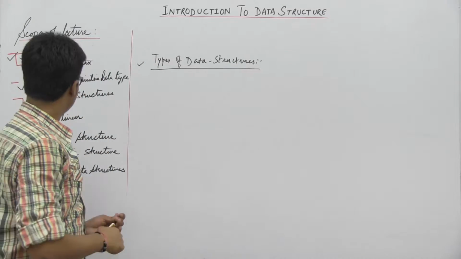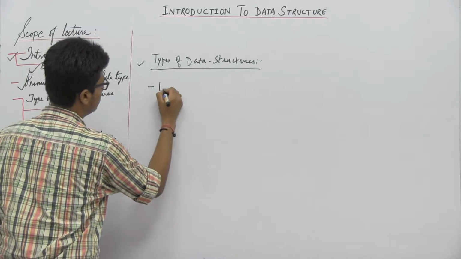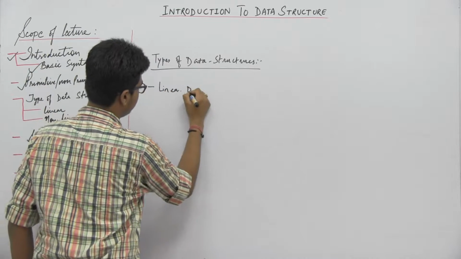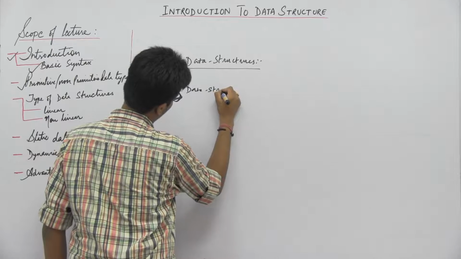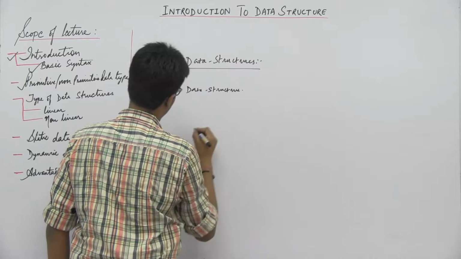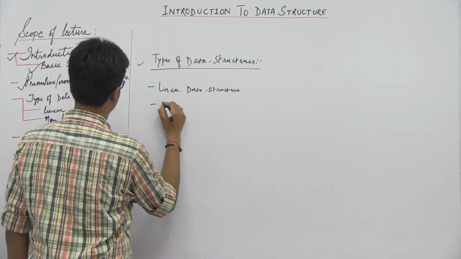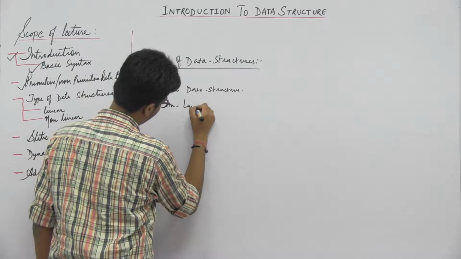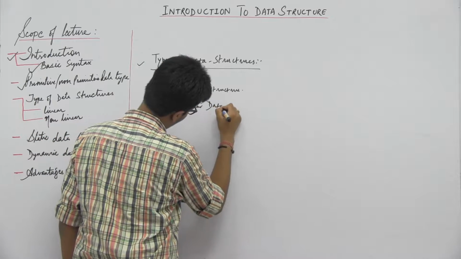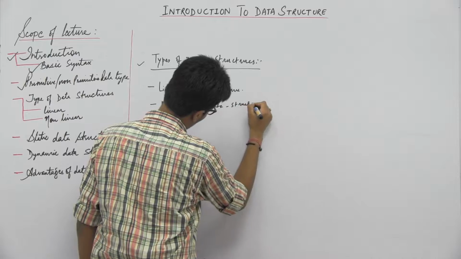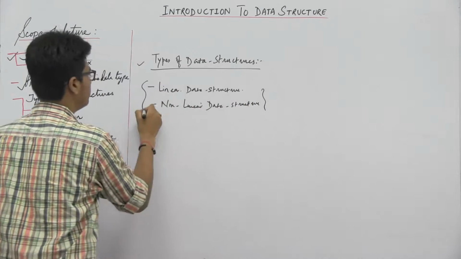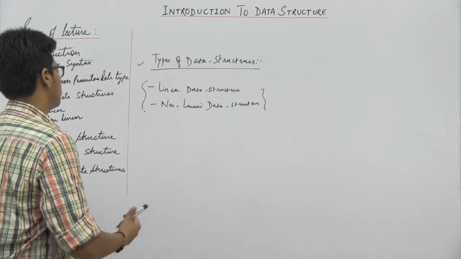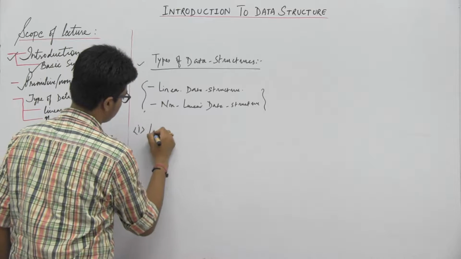In types of data structure, first linear data structure, and non-linear data structure. First, we define what is a linear data structure.